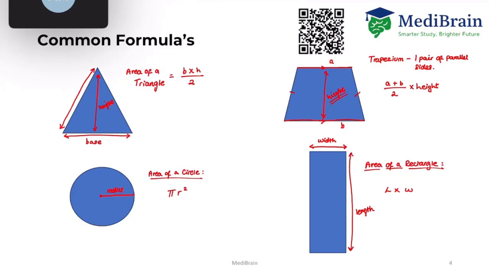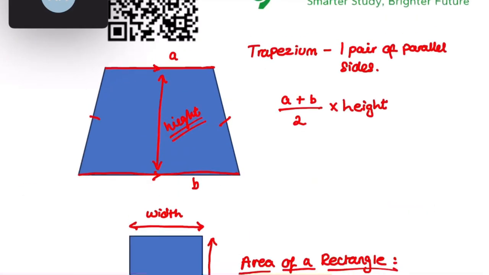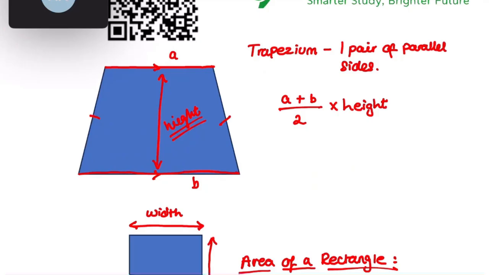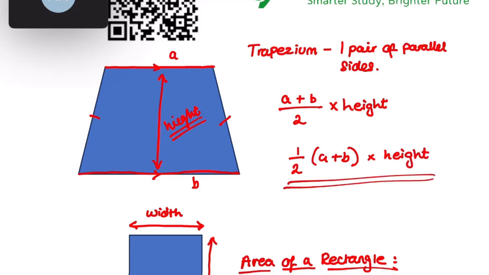Those are the common formulas that you will be required to know. Yes, you might have seen a different way of writing this formula. You can also write half times (A plus B) multiplied by the height. This is just another way of writing it. Either of those works, but I just prefer this one over here.